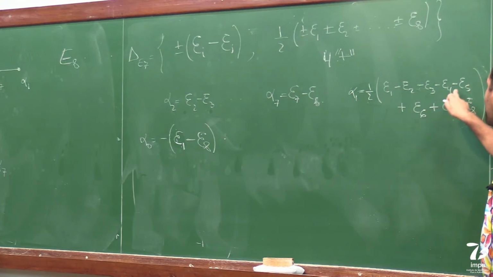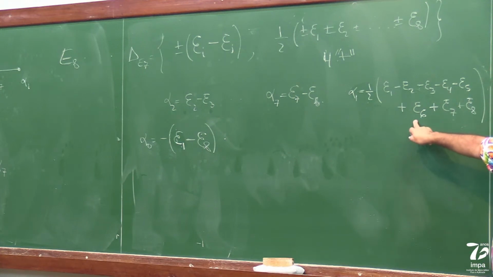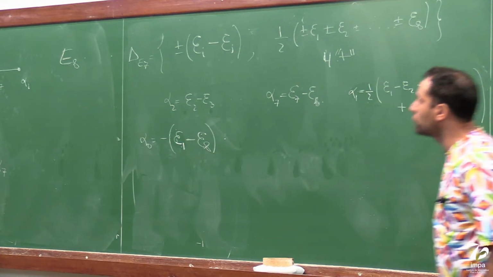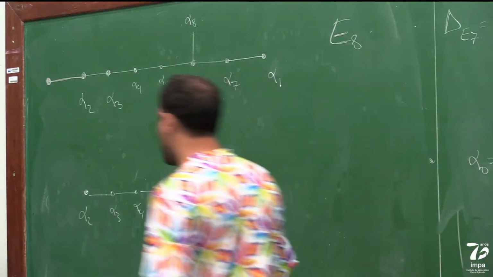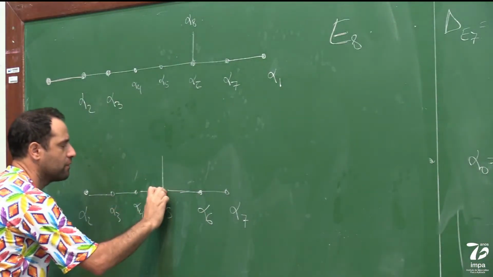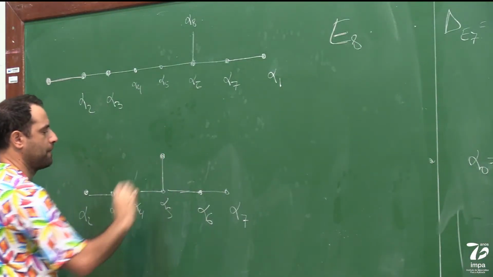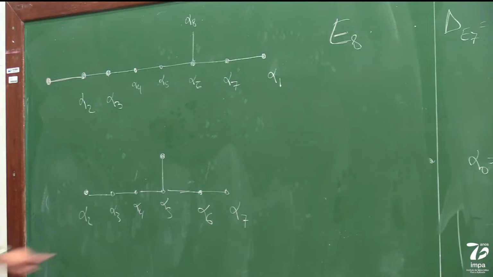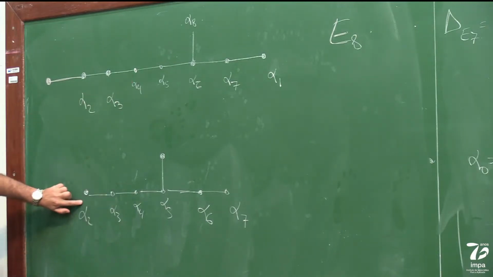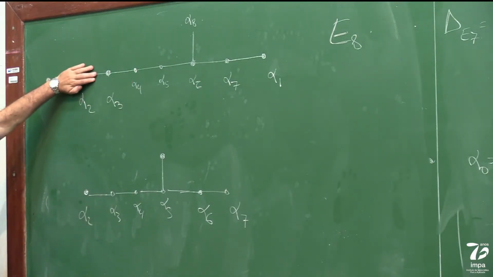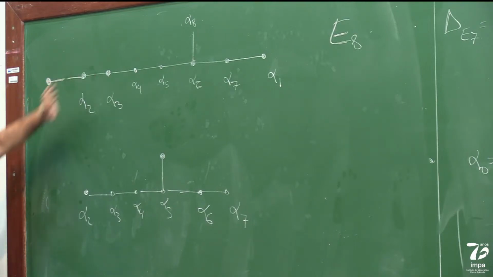Alpha 5 is epsilon 5 minus epsilon 6. So I see that I have a non-trivial inner product against alpha 5, which is this guy. So it looks exactly like this, just that I removed the first node. So if you remove this node, that's E7.